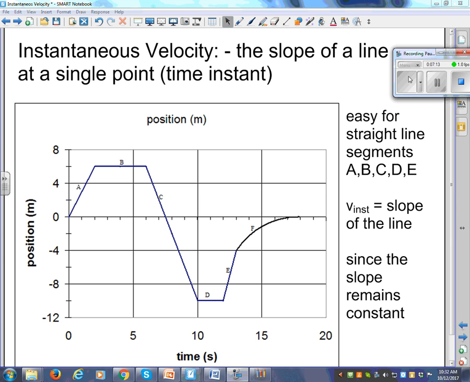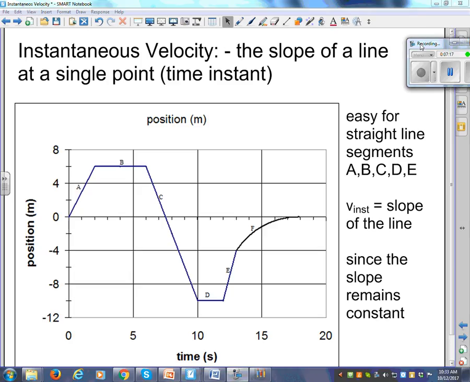So here's the new stuff. Instantaneous velocity is the slope of a line at a single point or a time instant. The slope at a single point. Well, how the heck can you do that? Because to find slope, you need 2 points, right? Hey, stay with me. Slope of a line at a single point.